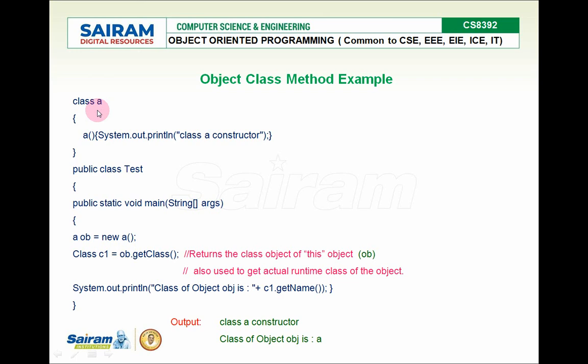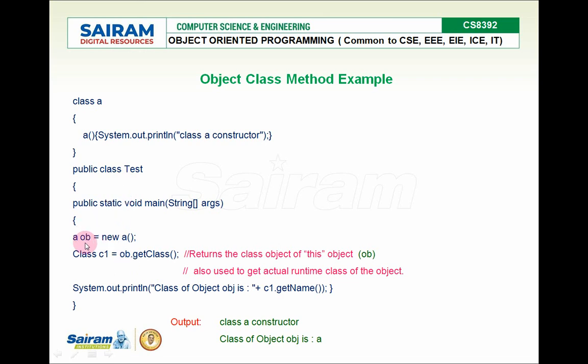With the property that object is the root of all the classes in a Java program, right? So class A also belongs to the object class. So class A also inherits properties from the object class. With that, OB is the object of class A. With that, I am calling getClass. GetClass is the method which is defined in the object class, which is inherited by class A.